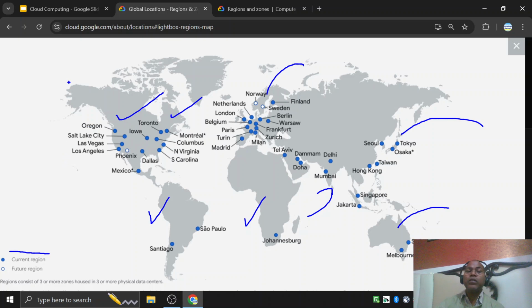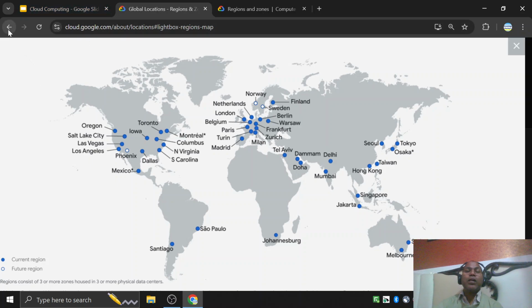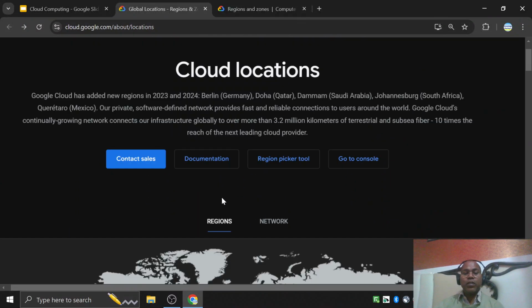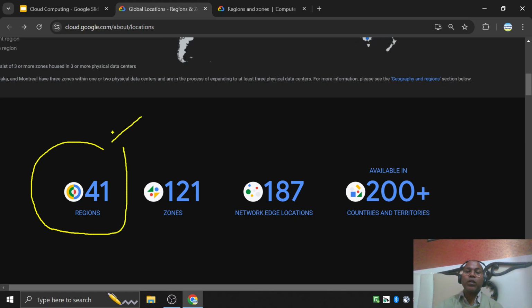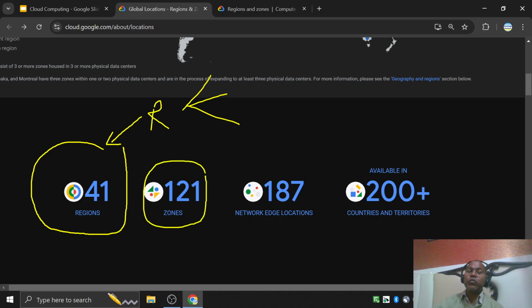Notice each region can have multiple zones, minimum 3 or 4 zones. And each zone can have one or more data centers, a physical location where Google manages its hardware and everything. These are the key numbers you should be aware of, and they are not hard and fixed. Currently, Google Cloud has 41 regions, and in each region there are multiple zones, so overall 121 zones are available.